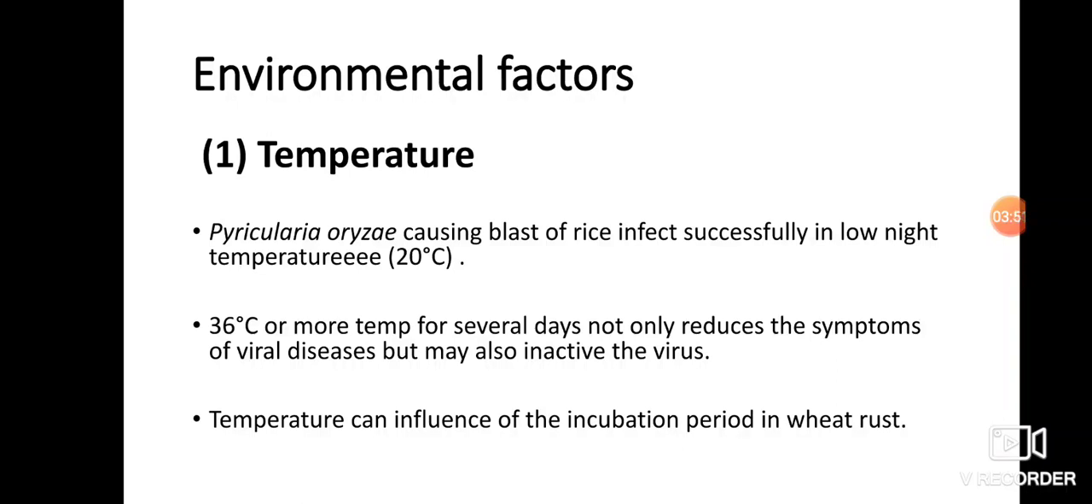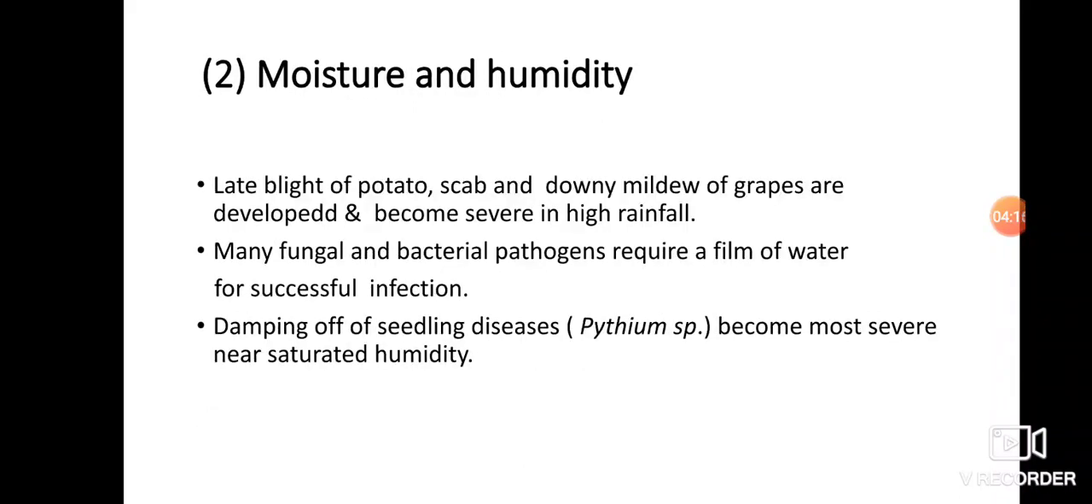A high temperature of 30 degrees centigrade or more for several days not only reduces the symptoms of viral disease but may also inactivate the virus. Temperature can also influence the incubation period in wheat rust. Temperature also determines the time required between infection and sporulation of the rust.